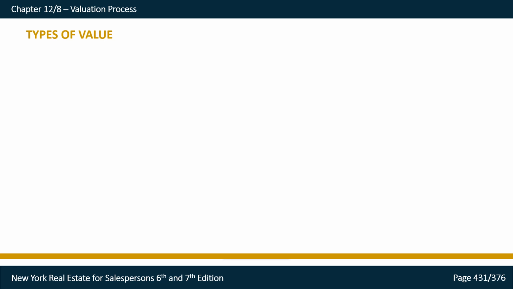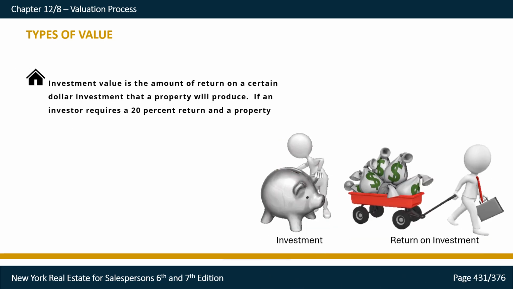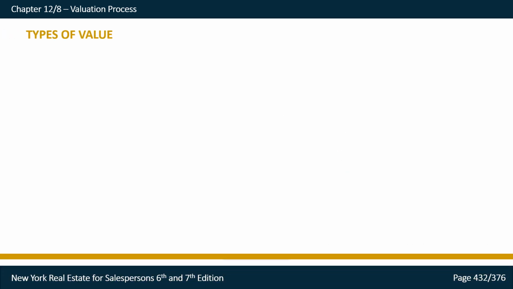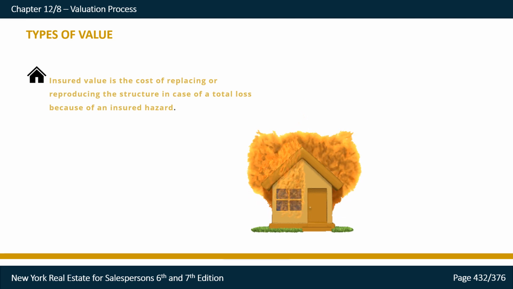Types of value. Investment value is the amount of return on a certain dollar investment that a property will produce. If an investor requires a 20% return and a property returns $20,000, the investment value is $100,000. $20,000 divided by 0.20 equals $100,000. Insured value is the cost of replacing or reproducing the structure in case of a total loss because of an insured hazard.